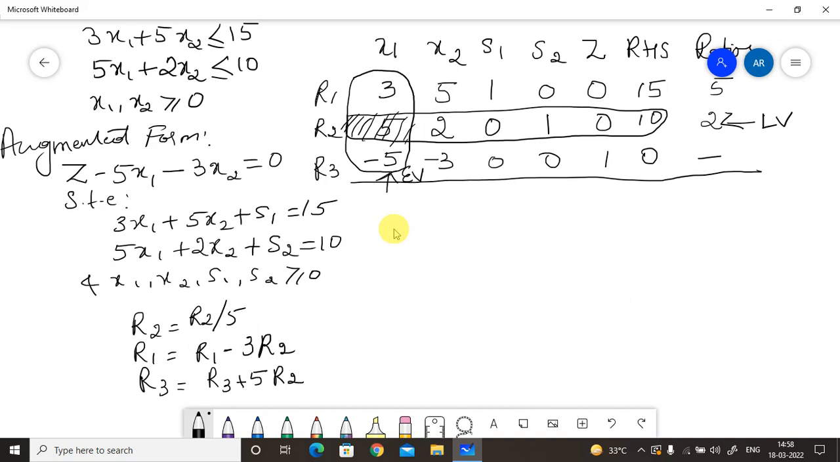Okay, so now first we will fill up the second row, since we have to make it as 1. So 5 by 5 is 1 here. This will become 2 by 5. So 0 divided by 5 is 0, and this becomes 1 by 5, and 0 by 5 is 0, and 10 by 5 becomes 2. So this is for the second row.